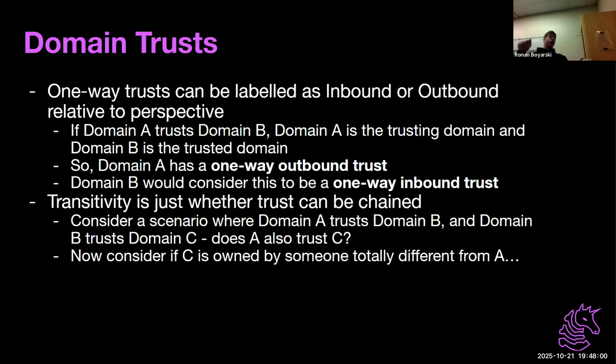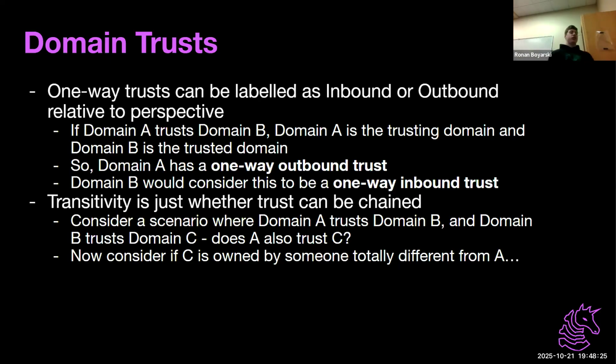So if domain A trusts domain B, then domain A is the trusting domain and domain B is the trusted domain. So B has power over A. And domain A would have, from its perspective, a one-way outbound trust because it was trusting this other thing to go mess with it, right? And domain B would consider this to be a one-way inbound trust from its perspective.